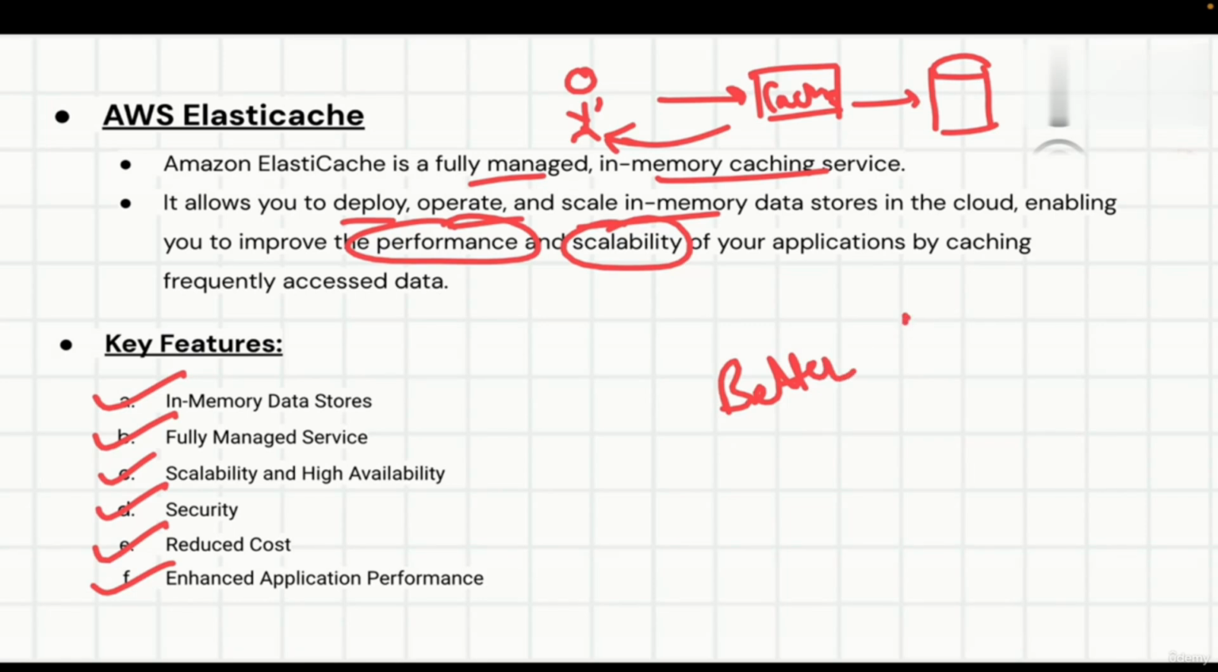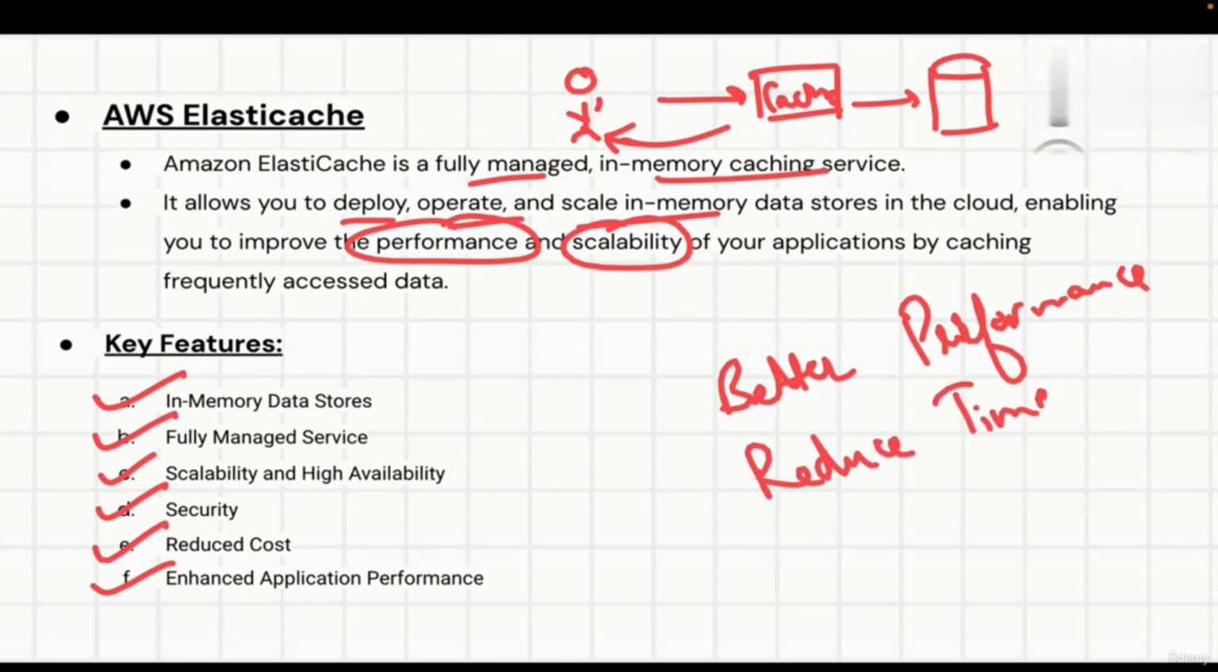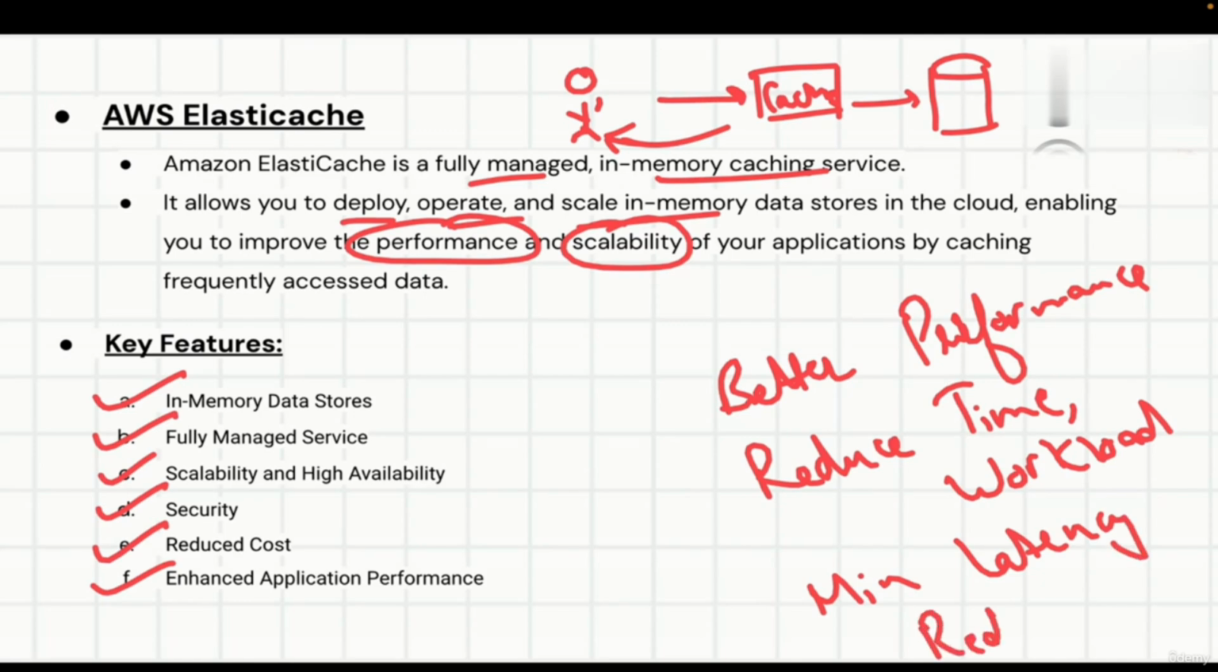So if something is involved in between the process, it is going to give better performance. So better performance, reduced time and workload, minimum latency, and reduced cost. So these are the basic workings of the system, and it does help in high availability. So these are the basic workings of ElastiCache.